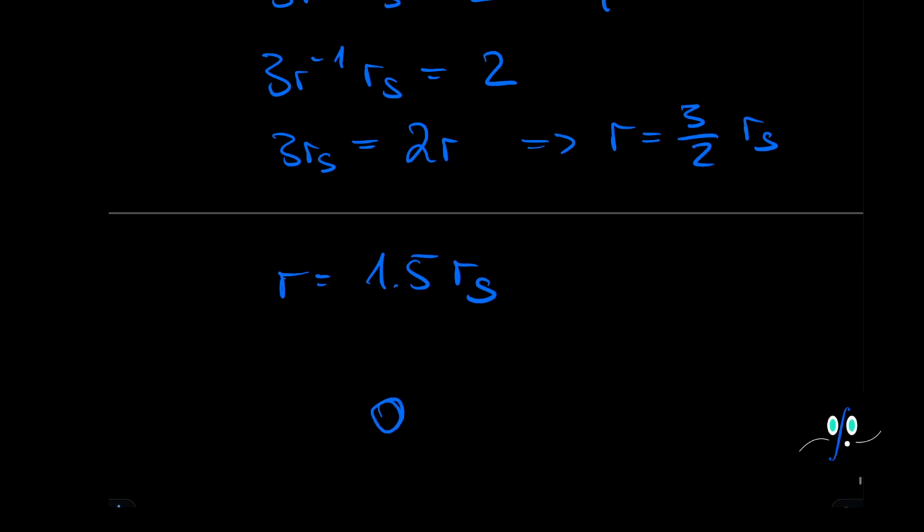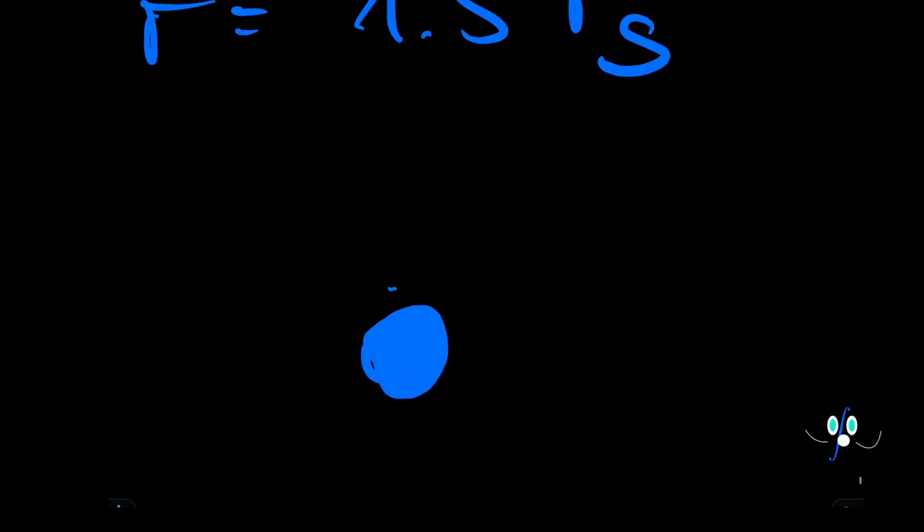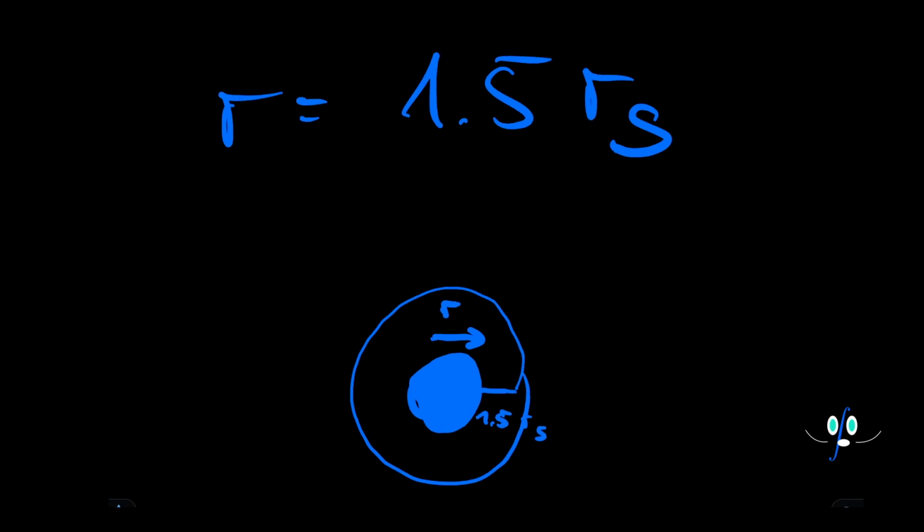So if this is the black hole, maybe I'll zoom in a little bit. So this is the black hole and this is the radius r, then the photon radius is at a distance of 1.5 times rs. So this is where the photon can orbit the black hole.